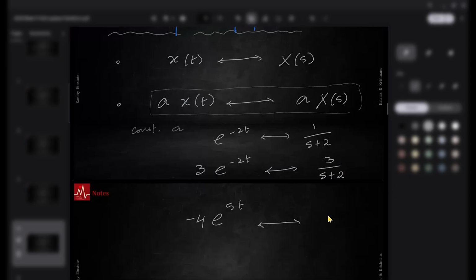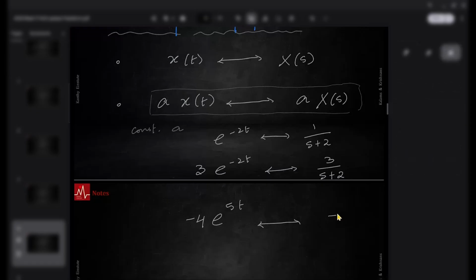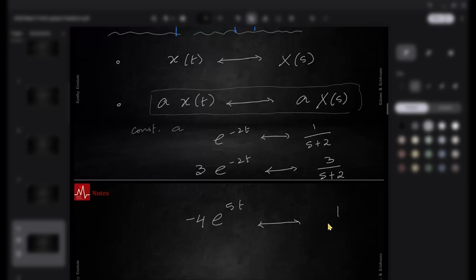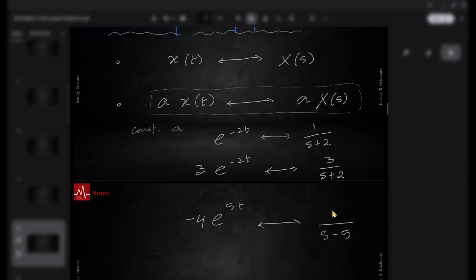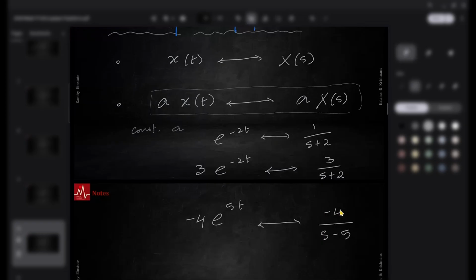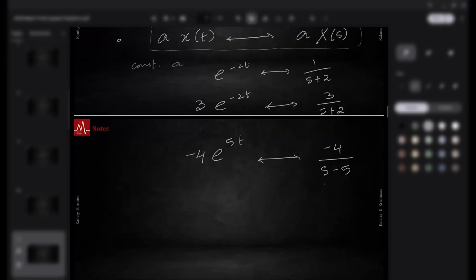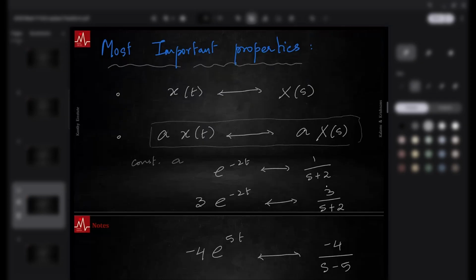Great. First do e power 5t. E power 5t will be 1 by s minus 5, and when s equals 5 it blows up. It's multiplied by minus 4. So given this, you can get that. You can move from this side to that side and back. Right?